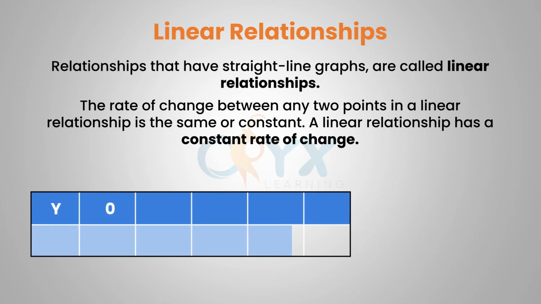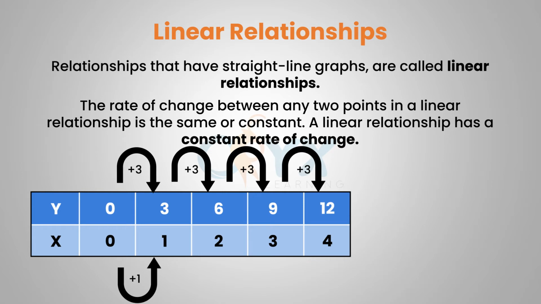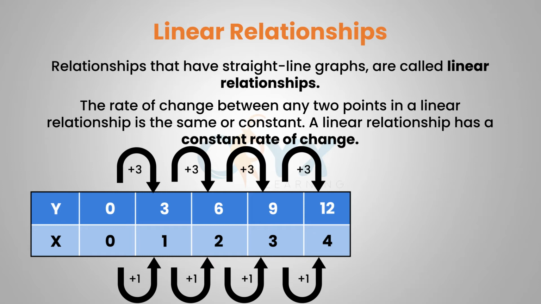For example, if you look at the chart, the y values go up by 3 each time, from 0 to 3, 3 to 6, 6 to 9, and 9 to 12. And the x values go up by 1 each time, from 0 to 1, 1 to 2, 2 to 3, and 3 to 4. Therefore, the rate of change is 3 over 1, or just 3. It's constant for each value.